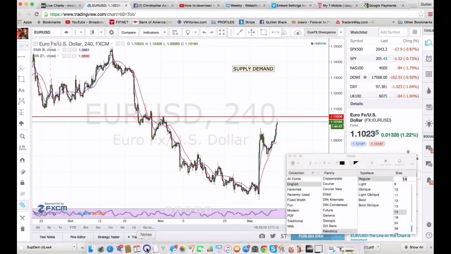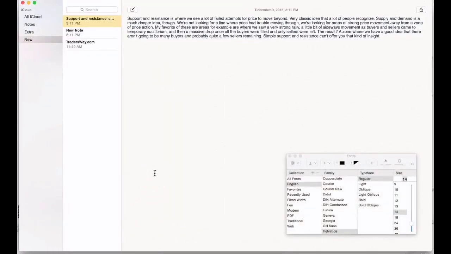Okay, so what is supply and demand? Pretty much it's similar to support and resistance, but you could consider it like a level 2 compared to support and resistance. But right here, I explain how different it is and how it could help you. Okay, so support and resistance is where we see a lot of failed attempts for price to move beyond. A very classic idea that a lot of people recognize.